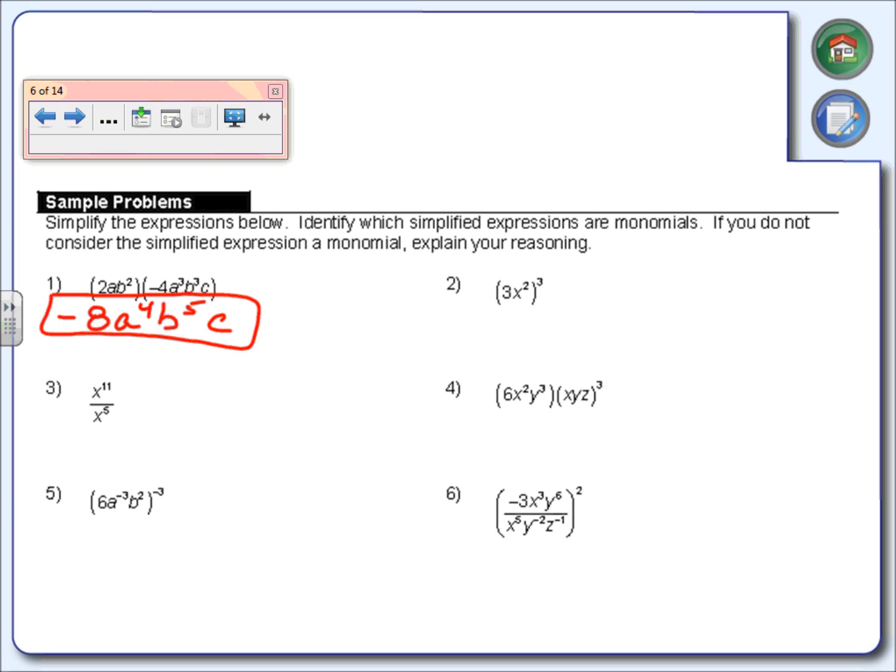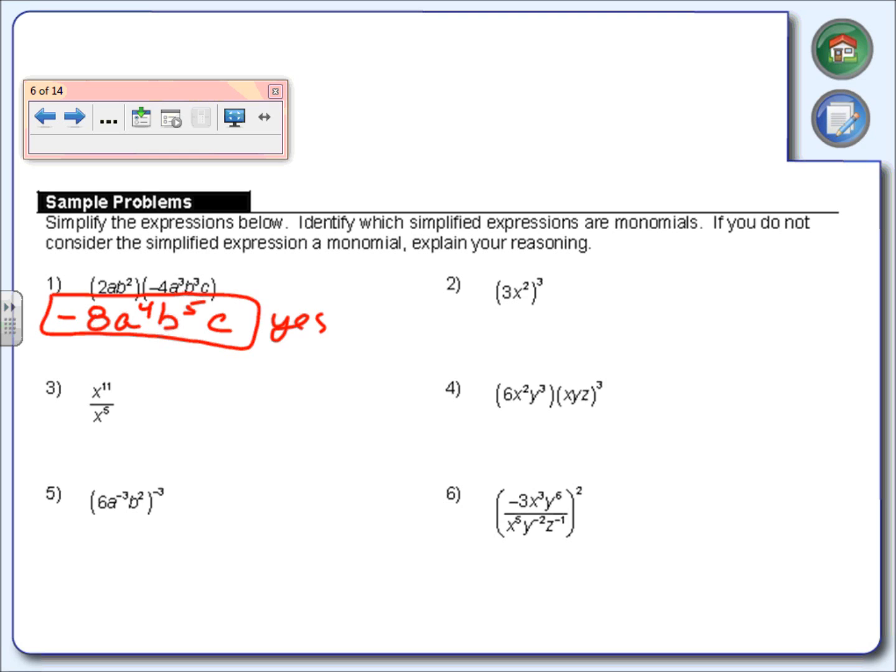Do I need to do any more to that, or am I done with that? I'm done with it. Can I call that thing a monomial? Would that be considered a monomial? Sure. Yes, it is. So just put yes. Yes, it is a monomial. Remember, some of these may not be monomials.